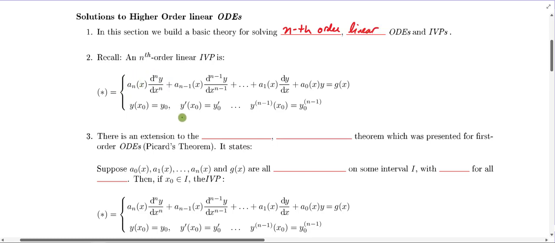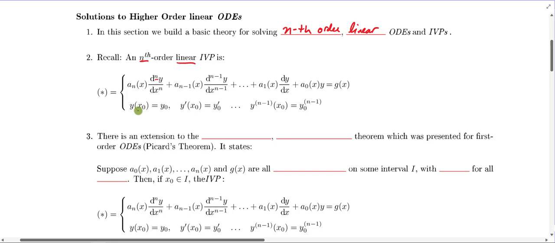Here I've restated a generic nth order linear IVP. It's nth order because the highest order derivative seen in the problem is n. It's linear because each one of these terms is a coefficient function multiplied to some derivative of y, or some coefficient function multiplied to y, or some standalone coefficient function. Careful, that's in terms of y. And it's an initial value problem because we have initial conditions: 1, 2, all the way up to n. Careful, this is counted from 0, so we've got n initial conditions here.